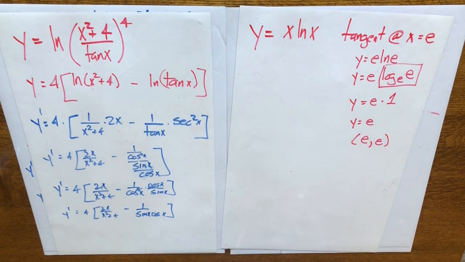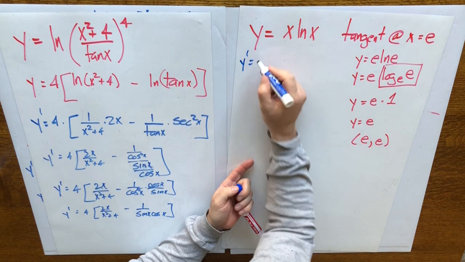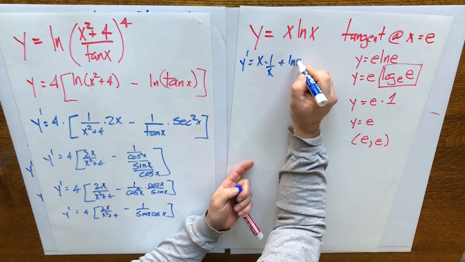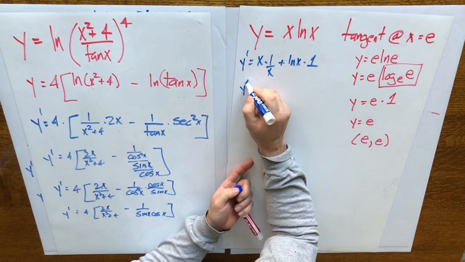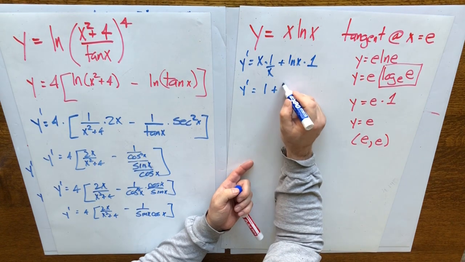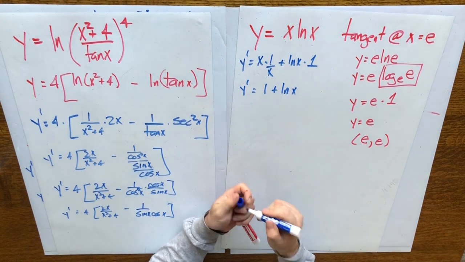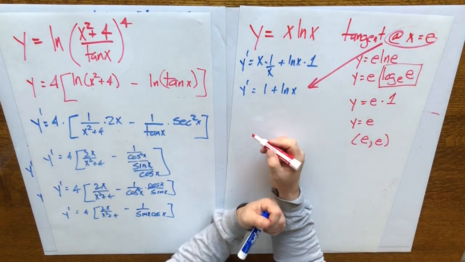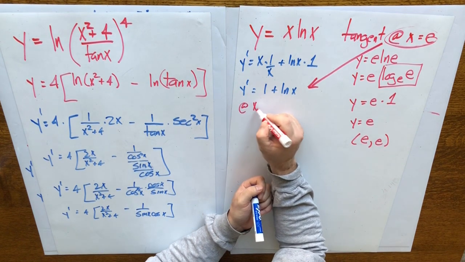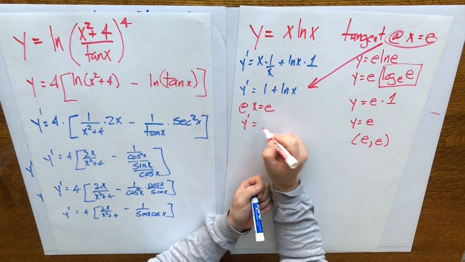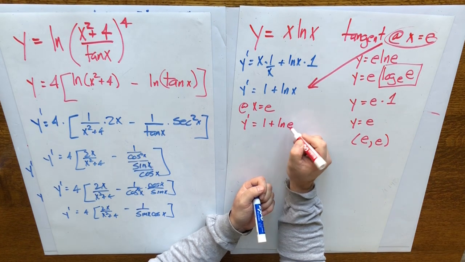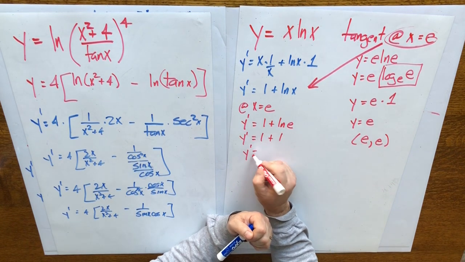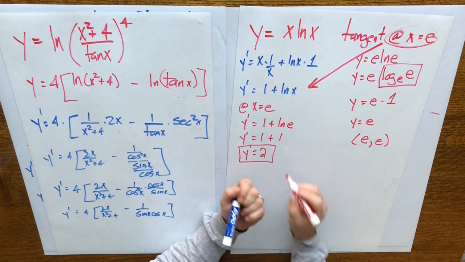Now let's calculate the derivative. y prime equals first, x times the derivative of the second, 1 over x, plus second, ln x times the derivative of the first. So you've got a nice derivative here, 1 plus ln x, and then we want to put e in place of x. So at x equals e, y prime, the slope, is equal to 1 plus the ln of e. And we just spoke of the fact that the ln of e is equal to 1. So you get a really good slope, y prime equals 2.